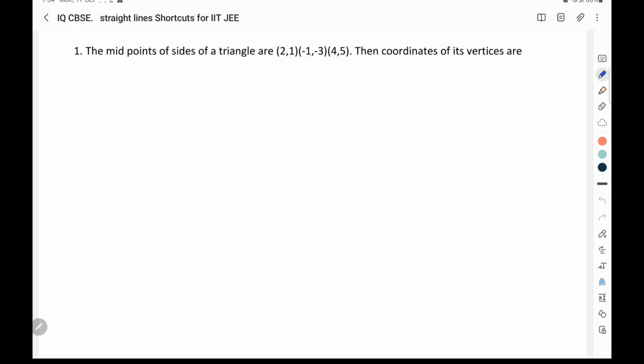Today we are going to start a series of lectures which deals with the shortcuts for this IIT JEE exam.